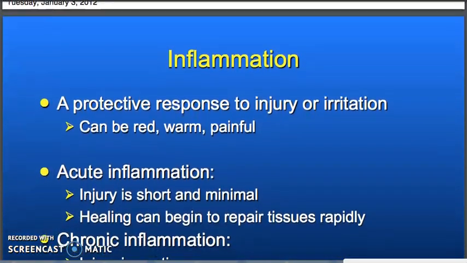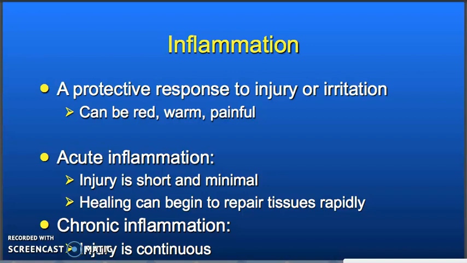Okay, we're going to stop there for this session, and the next session we will pick up. We will talk about inflammation and probably try to move on with this pretty quickly.